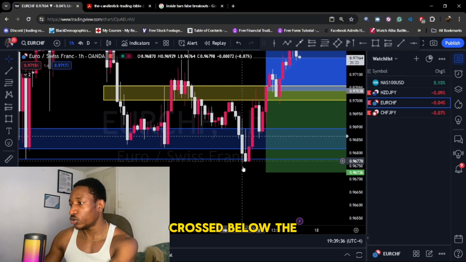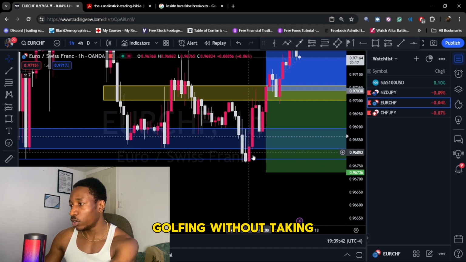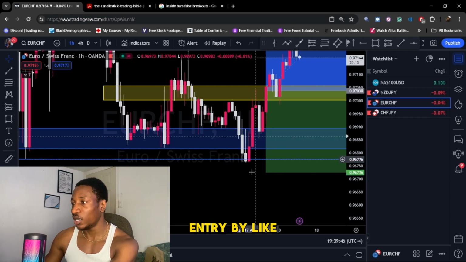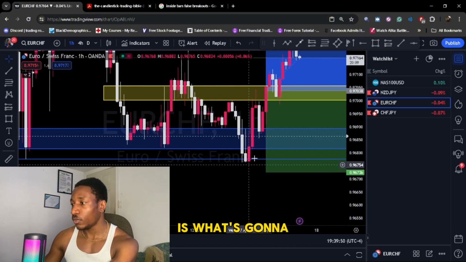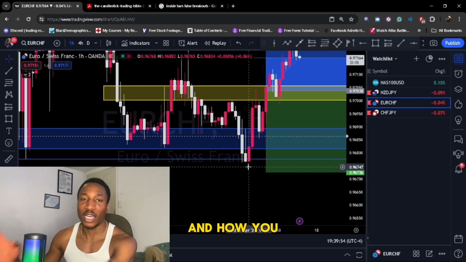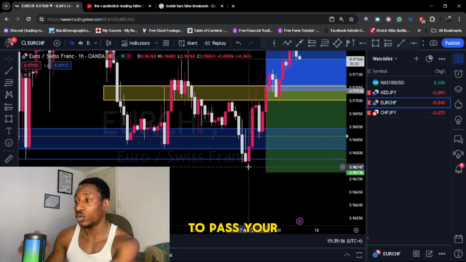So once price crossed below the line, which it did a little bit, it came, gave this pattern, and then gave a nice bullish engulfing. You would have taken your early entry here. As you can see, I did take a very late entry by like 4 or 5 hours, right? But it is what it is. But as you can see, this is exactly how you would find your entry and how you would use this liquidity strategy to pass your challenge.